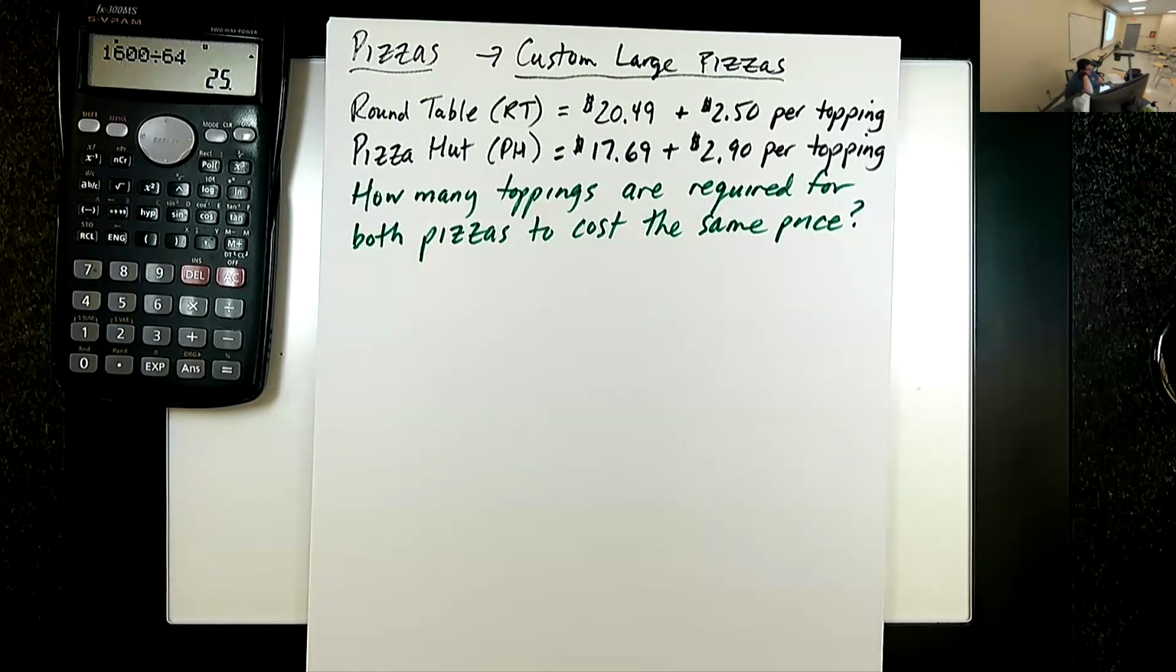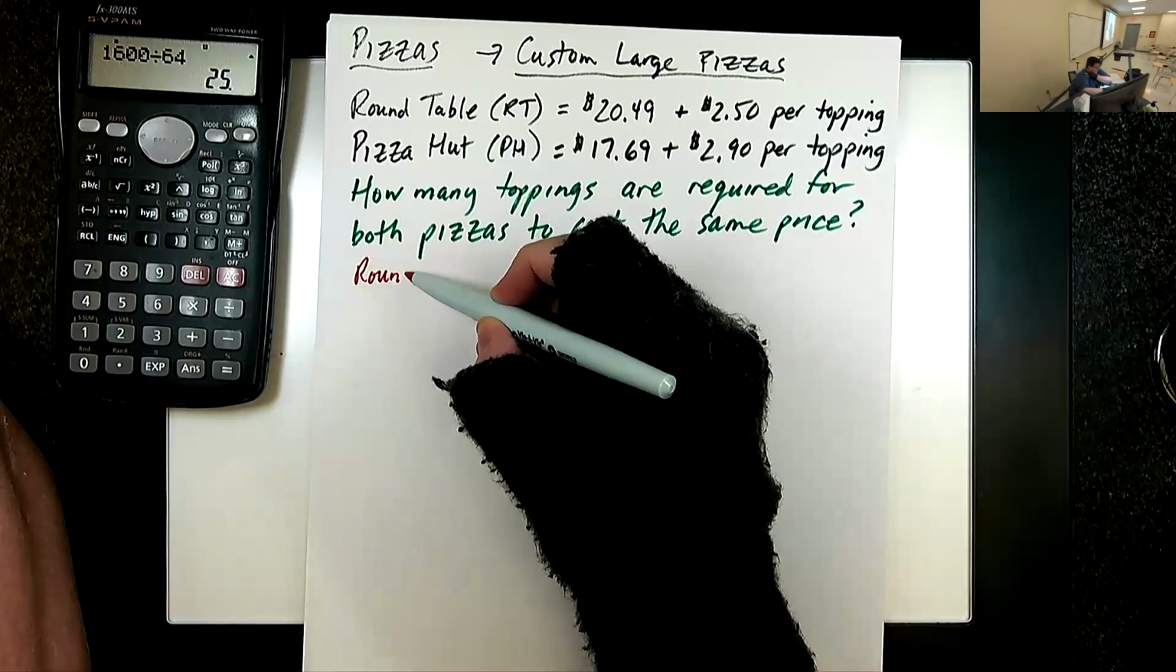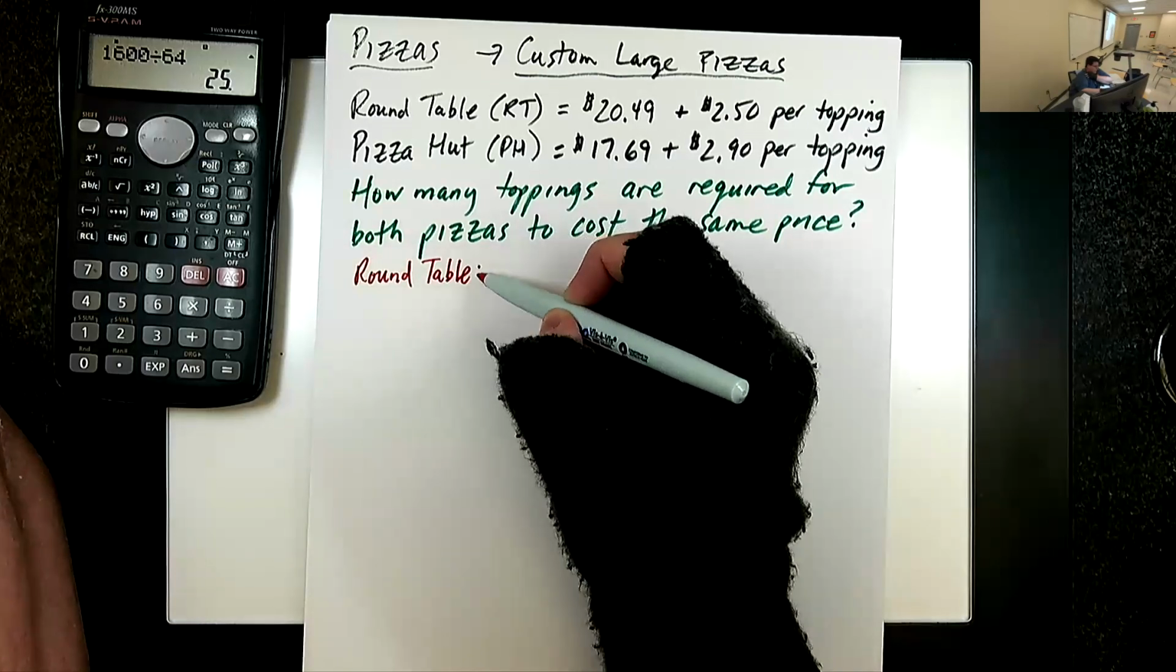The reason I'm asking that is Pizza Hut is cheaper for very few toppings. It looks like with one topping, it should be less. But at some point, Pizza Hut is the more expensive pizza. So how many toppings does it take? Let's do the same strategy we did last time. Let's pick a pizza and figure out how we can do this. Let's start with Round Table. If we do Round Table, it should translate over to the Pizza Hut with a similar pattern.